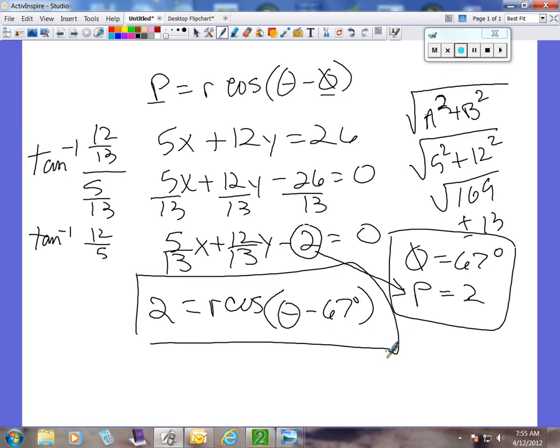So I want you to try on your own B down there. See if you can write the polar equation for that linear equation.